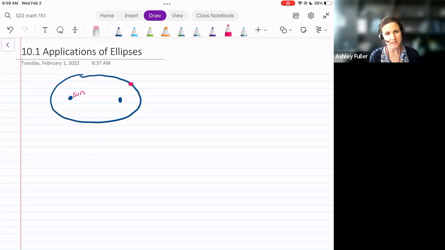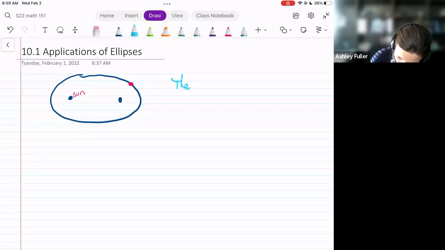The eccentricity of these different orbits, because each planet obviously has its own orbit, can help us look at some of the differences in the seasons that occur on different planets. Because depending on how elongated or how close to a circular orbit it is, that affects how much the distance from the sun changes.